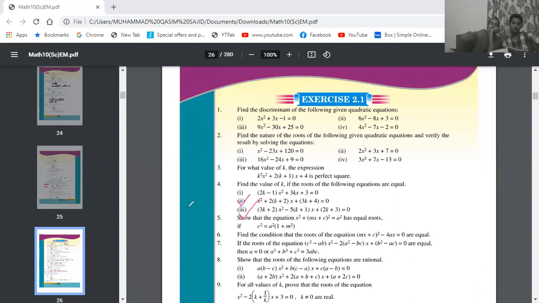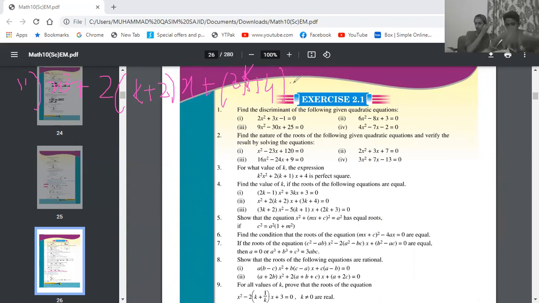For part 2, it must be, sorry, k square x square plus 2 into (k plus 2) x plus (3k plus 4) equals to 0. So first we have to find the discriminant.